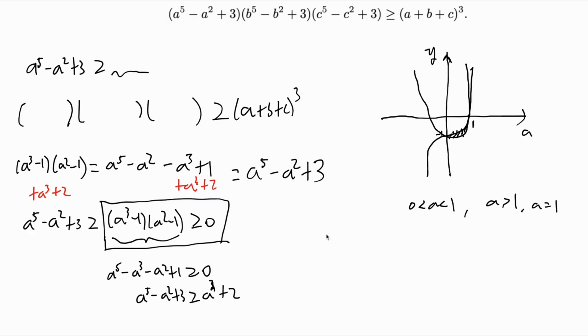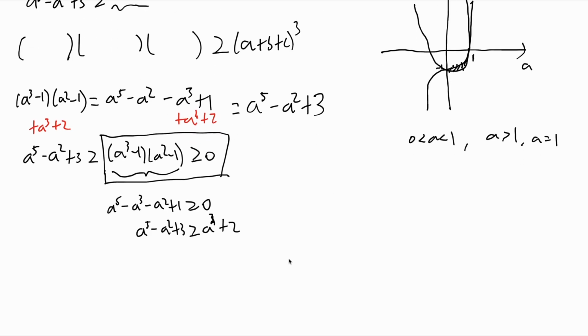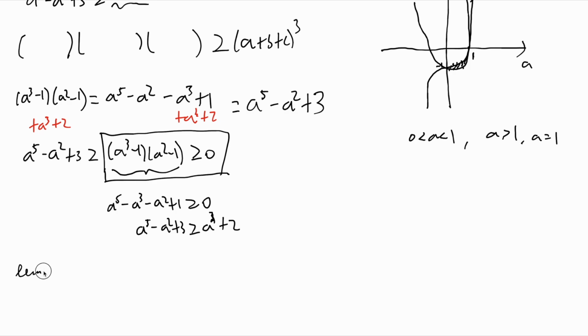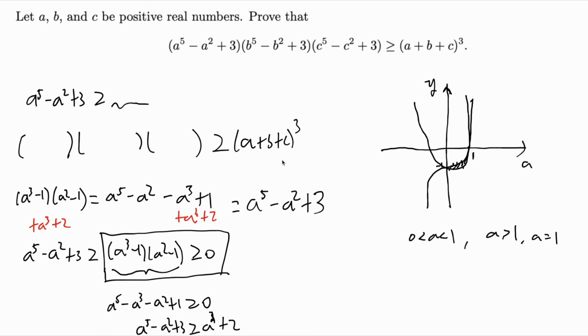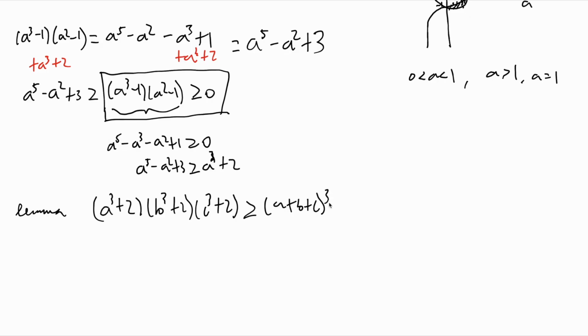And now we just need to prove that a cubed plus 2 times b cubed plus 2 times c cubed plus 2 is greater than or equal to a plus b plus c cubed. And the reason is because these things are bigger than or equal to a cubed plus 2, it will automatically satisfy our inequality right here. So that's why we want to try and prove it.